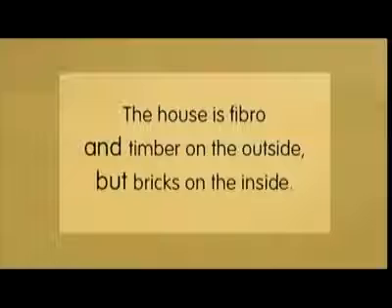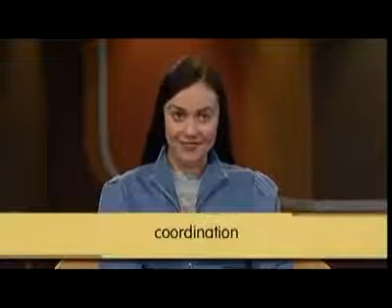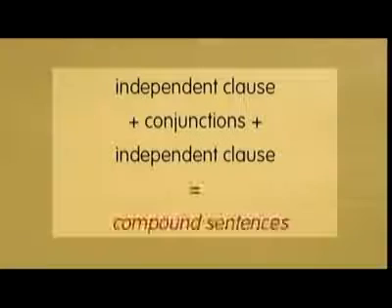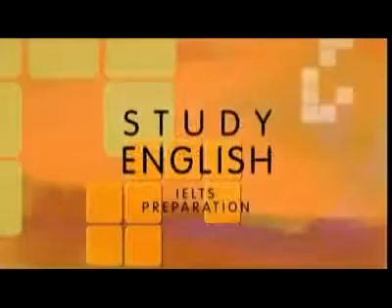"And" is used to list similar things, but "but" is used to contrast different items in a list. So we could also say, the house is fibro and timber on the outside, but bricks on the inside. Okay, so that's an introduction to coordination. Remember, coordination is linking independent clauses with conjunctions. This forms compound sentences.